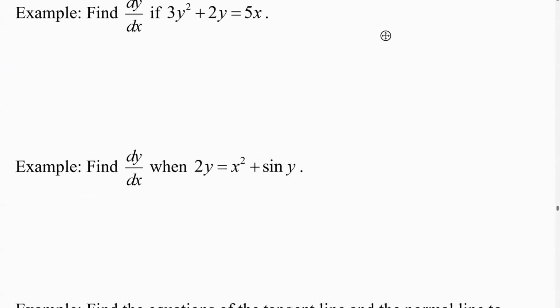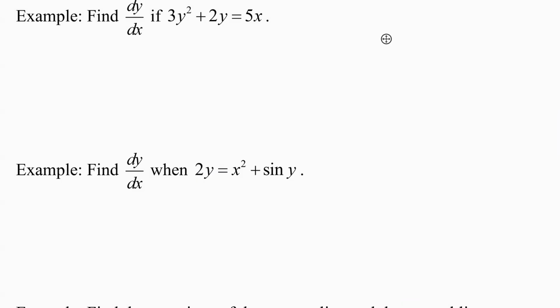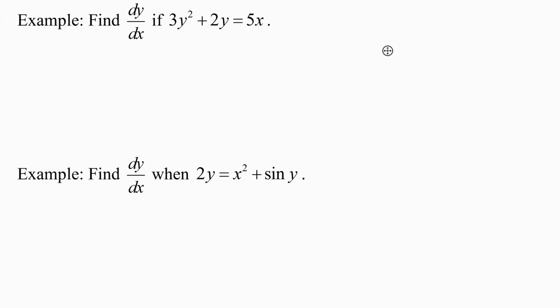By the way, when we do implicit differentiation, it's always going to be on an equation. So I am going to differentiate both sides of this equation with respect to x. Now, one side is really easy. The derivative of 5x is just like the kinds of problems we've been doing all along, and that's simply 5.